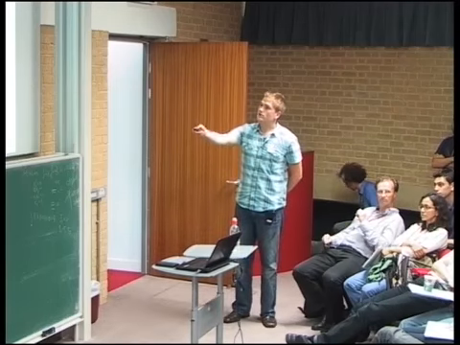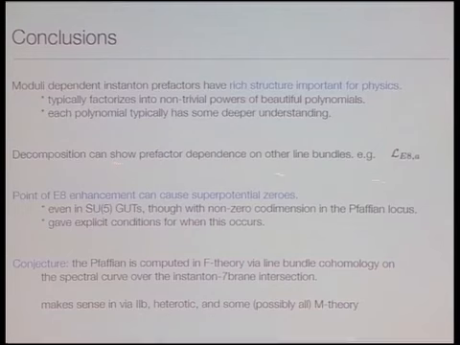One of the things that we saw is that you could decompose their dependence into other line bundles, including this one that is related to E8. And moreover, these points of E8 enhancement can cause superpotential zeros even for SU5 GUTs. Since I didn't tell you much about the conjecture, I'll leave it there. Just to tell you that we're trying to make sense of this in type IIB and in heterotic and possibly in M-theory. So thank you very much.